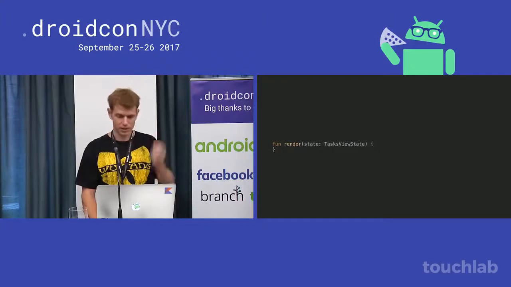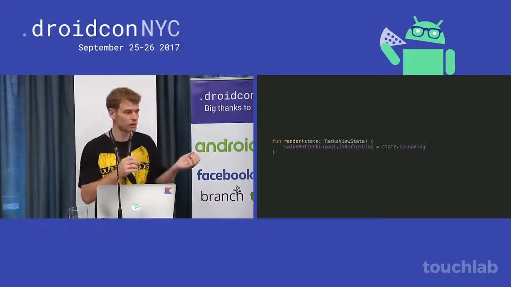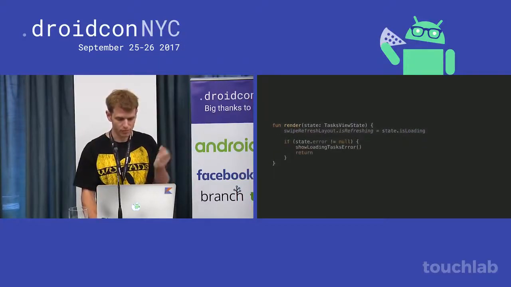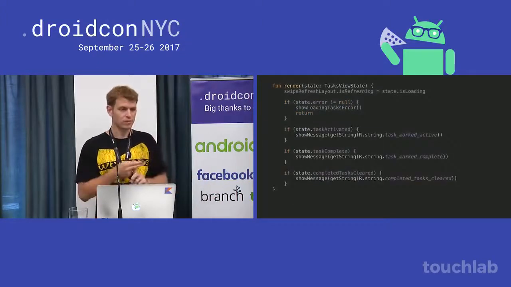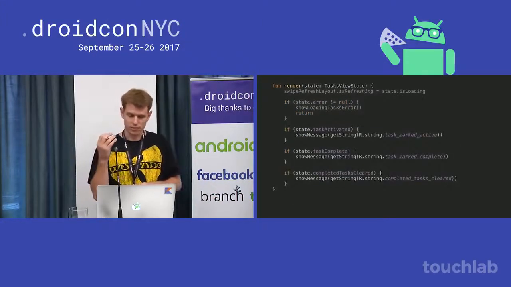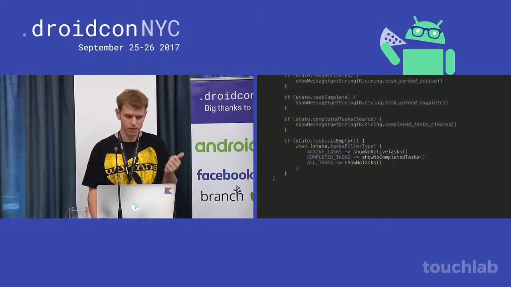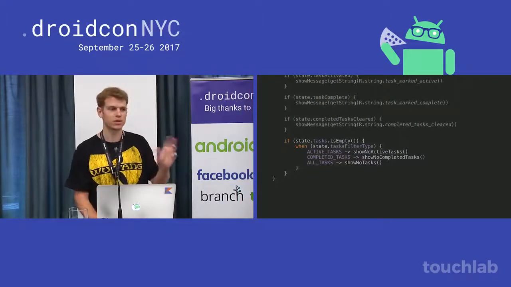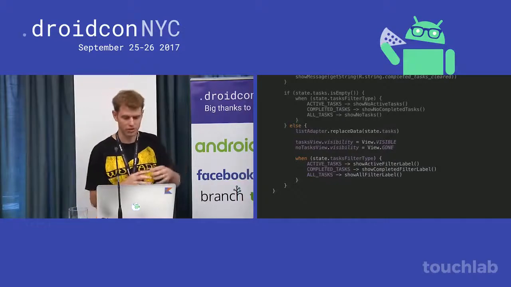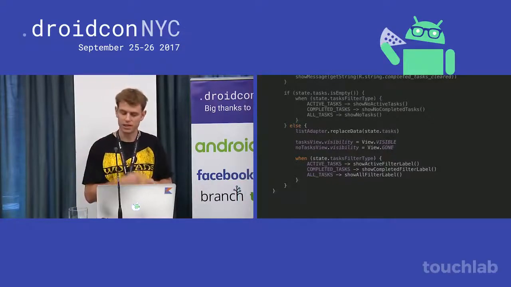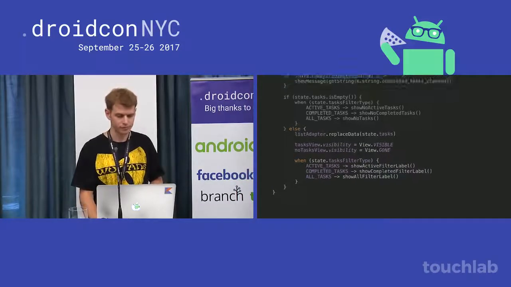So the rendering is really something we don't need to think much about. We match the isLoading state to the swipe refresh layout. If there is an error, we show it somehow and then return. About the snack bar switches, if any one of them is true, we just show the corresponding snack bar. Then we check the list. If it's empty, we show an empty view and the corresponding label matched to the filter. Then if there is data, we pass it to the adapter, hide the empty view, and change the label based on the filter.